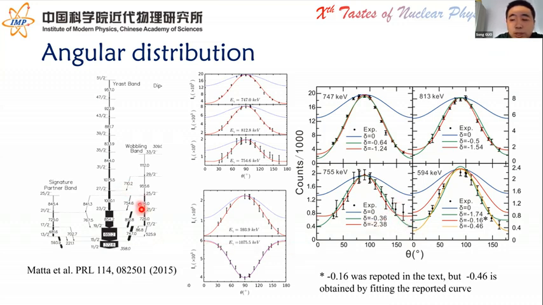For the linking transitions between the wobbling and the yrast bands, their mixing ratios are deduced to be large, leading to a predominantly electric quadrupole nature. However, if another smaller solution is adopted, this should be dominated by M1, which means a non-wobbling interpretation.